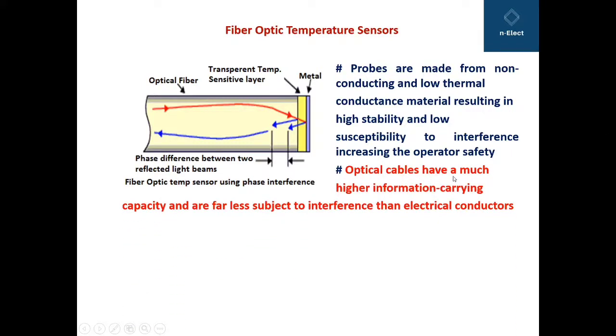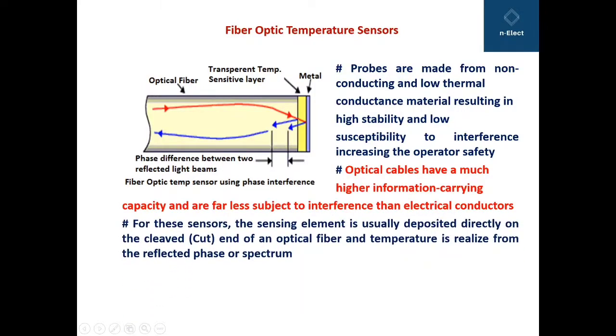Optical cables have a much higher information carrying capacity, as you know, and are far less subject to interference than electrical conductors. So the chances of mixing of the signals are less. For these sensors, the sensing element is usually deposited directly on the cleaved, that is cut, end of an optical fiber, and temperature is realized or made known from the reflected phase or spectrum.